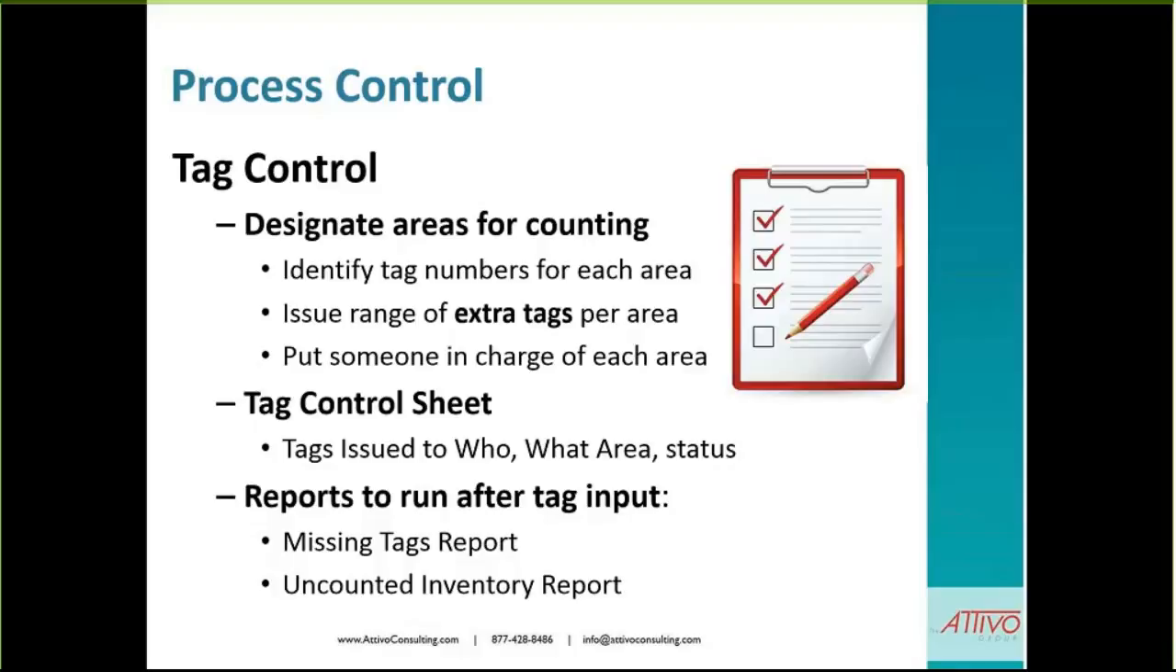Next, we want to issue a range of extra tags per area. Why would we want to do that? If I'm printing out tags for all the items I'm supposed to have, why would I need extra tags? Well, you need extra tags because you don't always know exactly. That's what you do in a physical inventory. I need to verify that all of my inventory is being counted. So we want to create tags for all items with extras in case other items are found during the count. And I've done that, and you've probably done that as well.